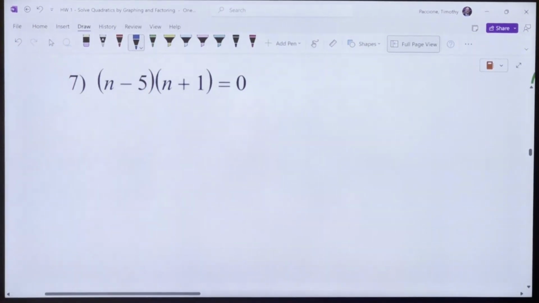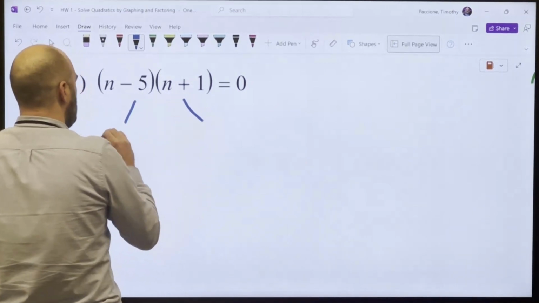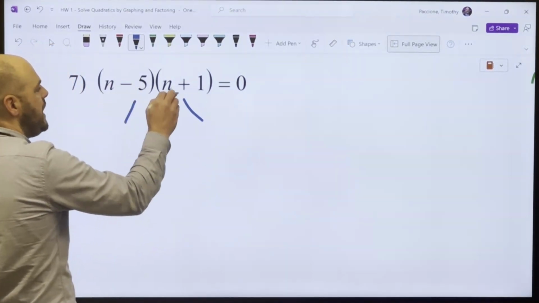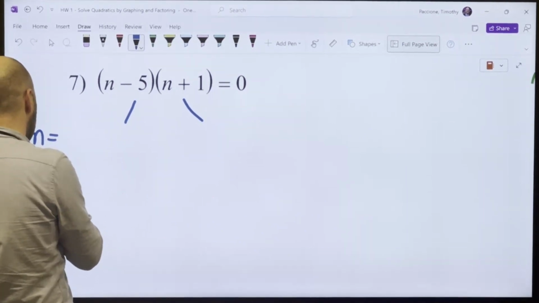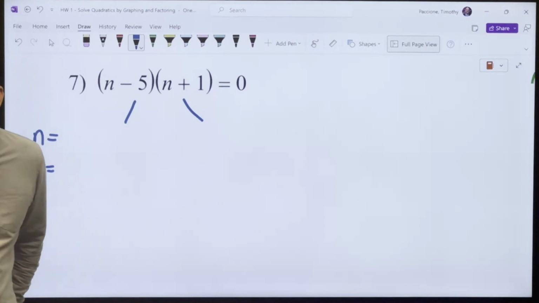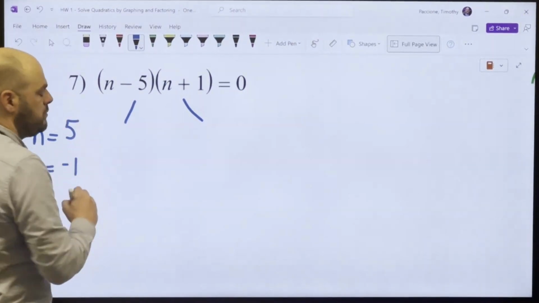Okay, so when we're doing these, we usually just go, okay, well, if n minus 5 times n plus 1 is 0, well, I know my two answers are, well, I remember the teacher flipped the sign, so it must be 5 and negative 1, right?